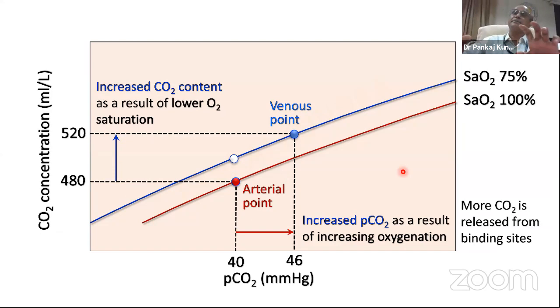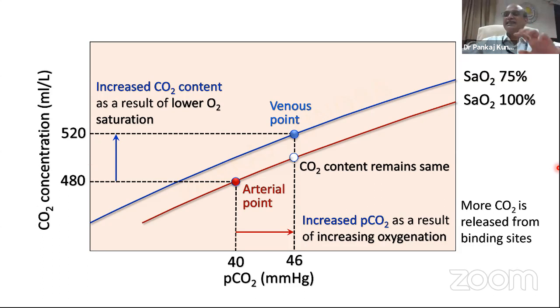So just remember the correlation here: when we talk of a shift from the PCO2 of 40 to 46, more carbon dioxide is released. Therefore, the PCO2 may rise, but the content would remain the same. So look at this white point here. At PCO2 of 40, if we increase the PCO2 to 60 millimeters, the content here would remain the same. It doesn't alter, even though the partial pressure has increased from 40 to 60. That is what it means. So if we were here, we increase the partial pressure to 46, but the content will remain the same on the left side of the y-axis. So that is what it basically means.